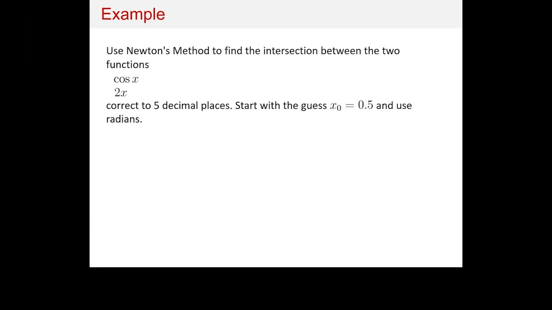This is another example. I'm using the Newton-Raphson method to find the intersection between two functions. You have two functions and you want to find the intersection between both. And the initial guess is x0 equal to 0.5. So I want you to find the intersection between these two functions.